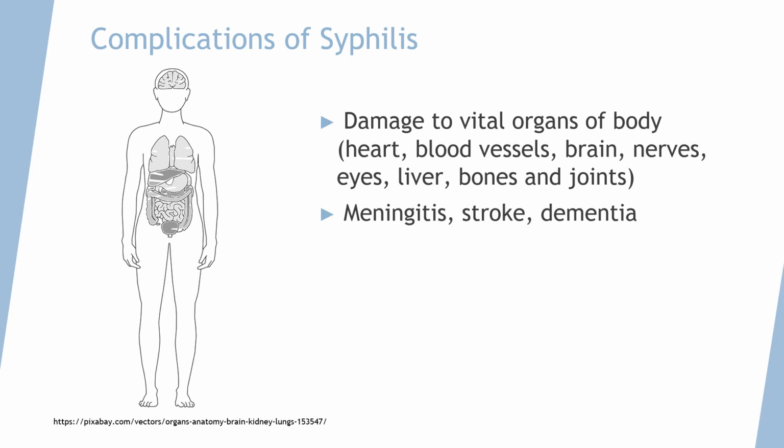Complications of syphilis include damage to vital organs of the body, all the way from the brain to the heart, vessels and nerves, eyes, liver, as well as bones and joints. And meningitis, stroke, and dementia can also occur as complications.